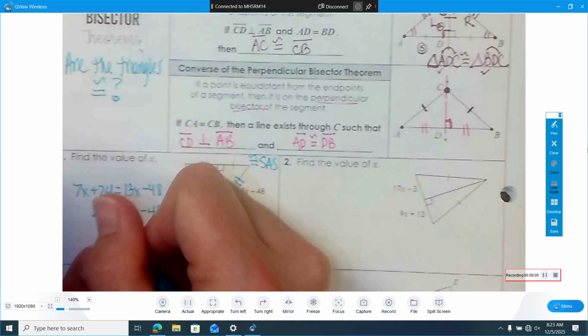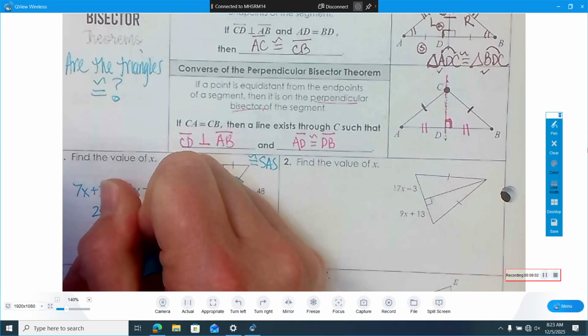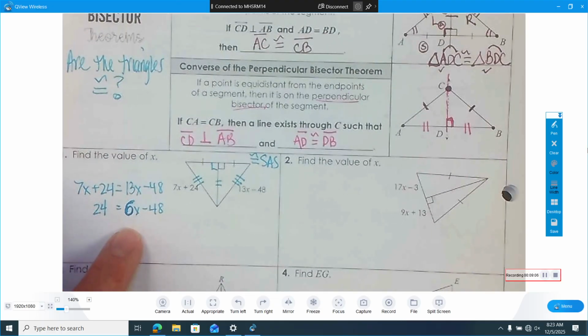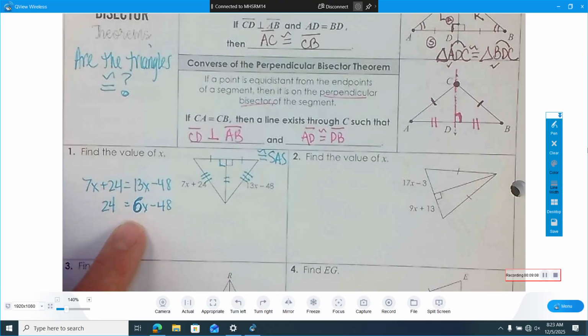Right? No, it doesn't. It gives me 6x. Wow, you're not on the game today. None of us are. It's Friday, you guys. It's been a long week.